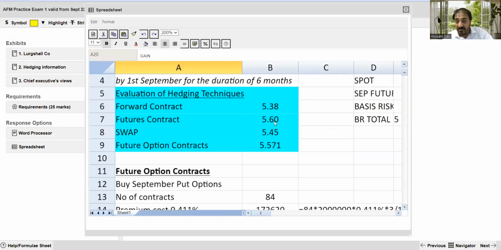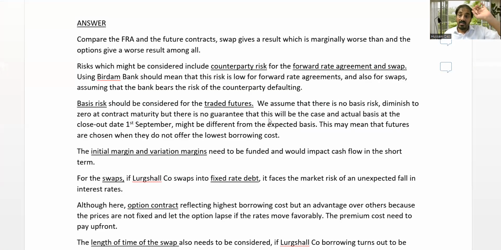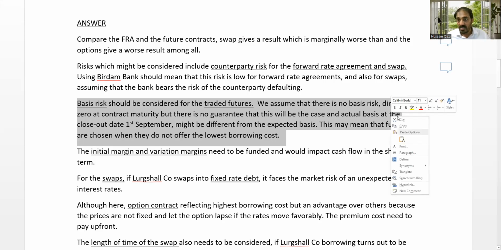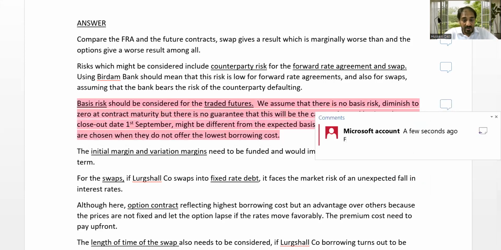Here, the futures rate of 5.6% backs up the lock-in rate assumption, the basis risk assumption. This 5.6% is based on the basis being reduced gradually. If it's not gradual, maybe this rate becomes higher. So we will regret at that time that we chose the futures on the 1st of May, which was not the lowest borrowing cost. So that is the point of futures.